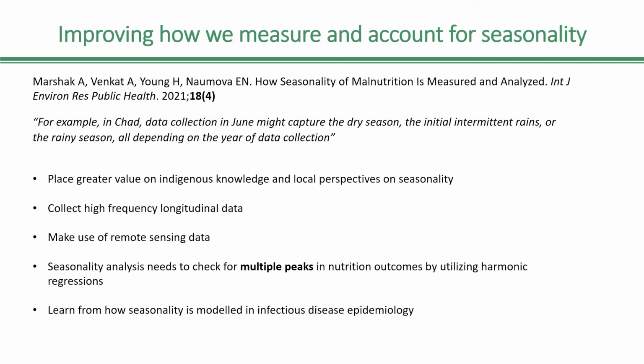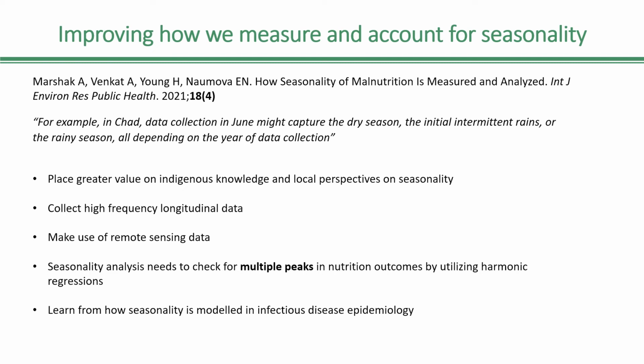So if seasonality is so important to capture to help us interpret our data, how do we improve the ways we measure and account for it? There's a really nice paper by a team from Tufts University who have written a primer on how seasonality of malnutrition is measured and analysed. And I just wanted to flag this paper as a nice place to go to if you want more information on the topic I've talked about today. They give some pointers for how we might need to improve our estimates of malnutrition, taking seasonality into account, and they give an example from Chad.